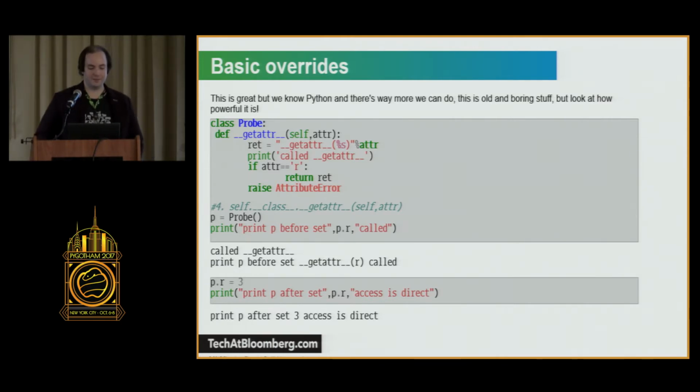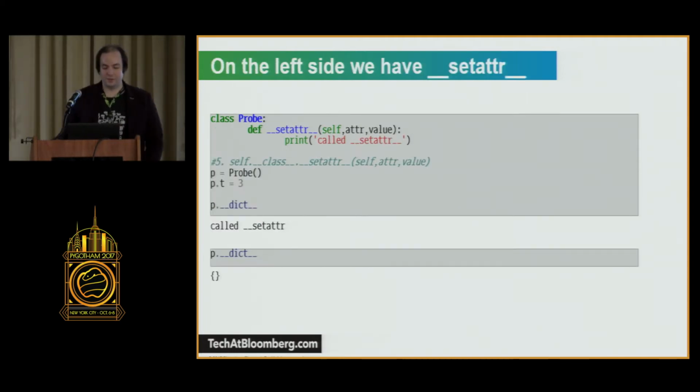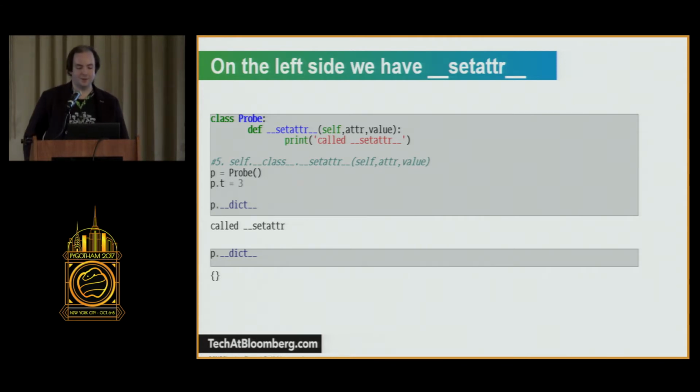So our probe class here is doing just that. And we can see that before we set a value for R, we actually call __getattr__. After we set a value for R, __getattr__ is no longer called. If we go over to the other side of the equal sign, and we define __setattr__, it works about the same for setting values.